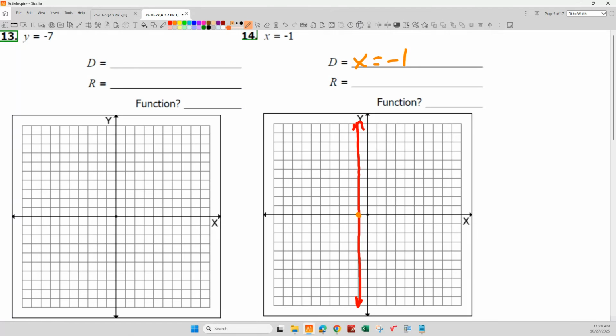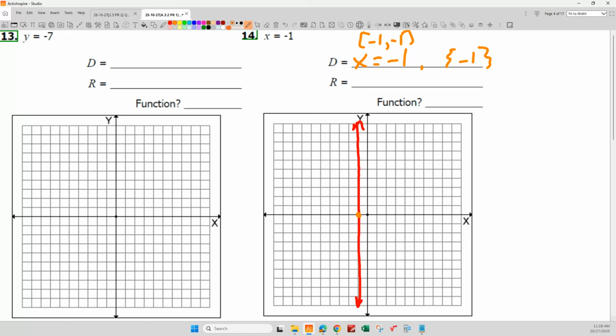How do I write that with interval notation? You can't. There's really no way to write it with interval notation. I guess potentially you could write it like that, but it doesn't really make any sense. I don't really need interval notation. All I have to do is include set brackets with -1, because there's only one value. So that's a weird one.